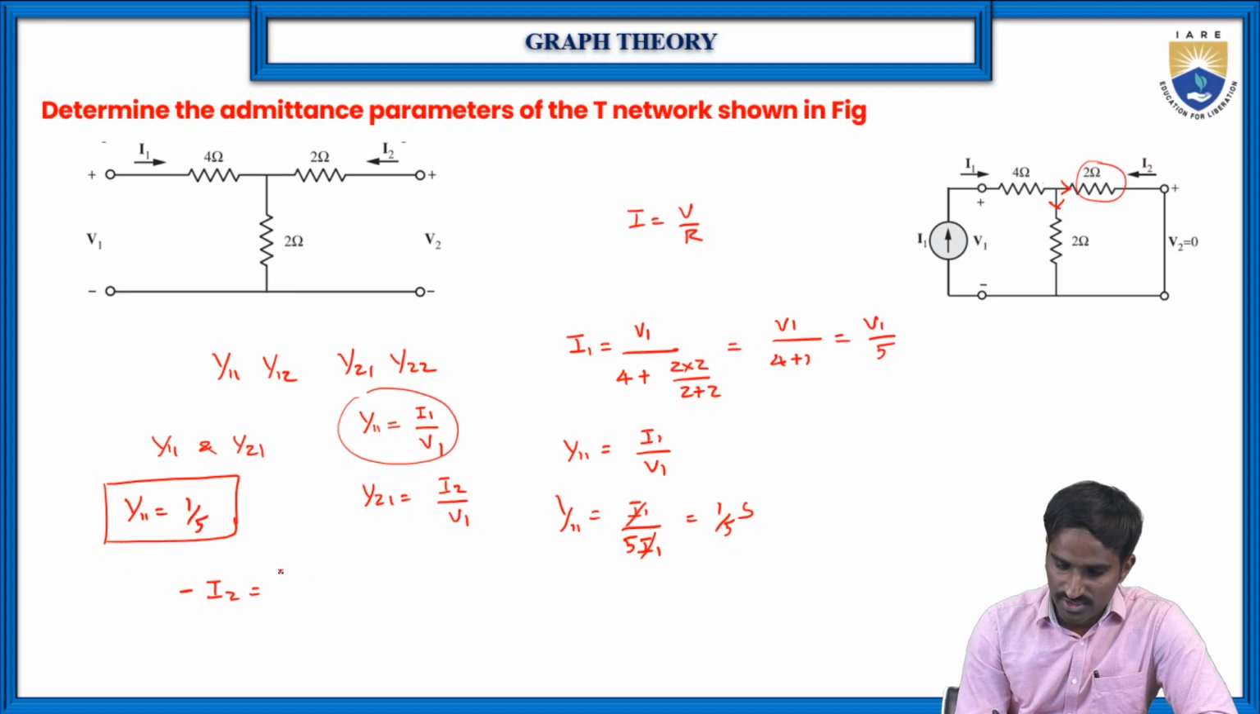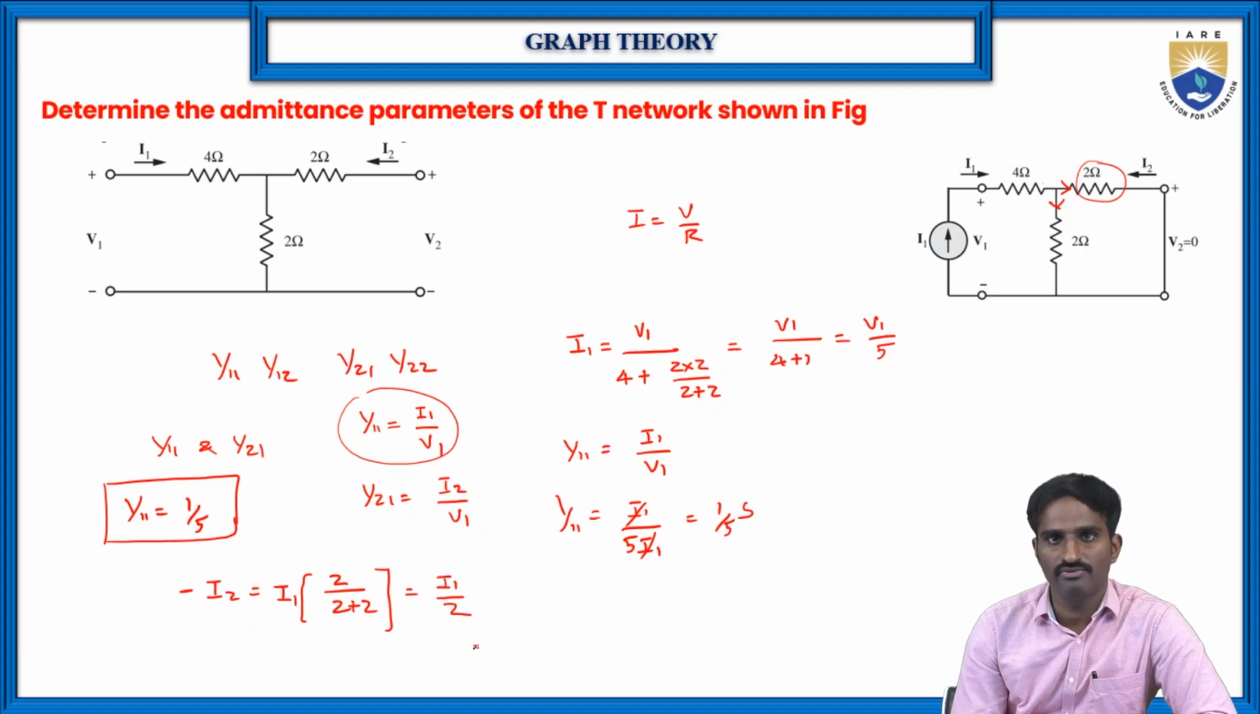So minus I2 is equal to the total current I1 into the opposite resistance, 2 by 2 plus 2, right? Which is equal to 1 by 2. So then it is I1 by 2. I2 is equal to I1 by 2.